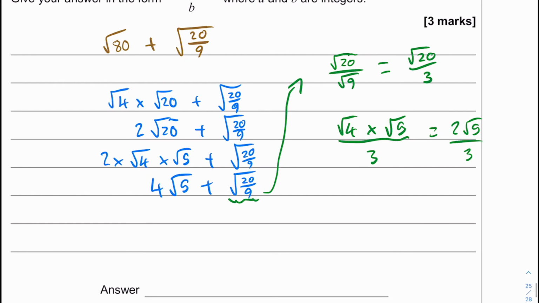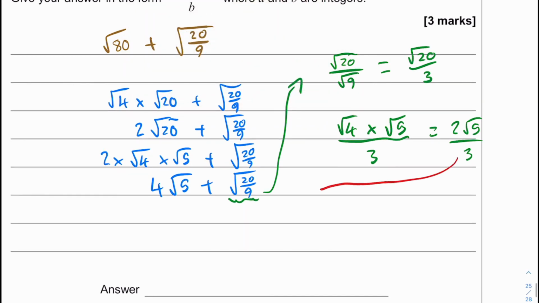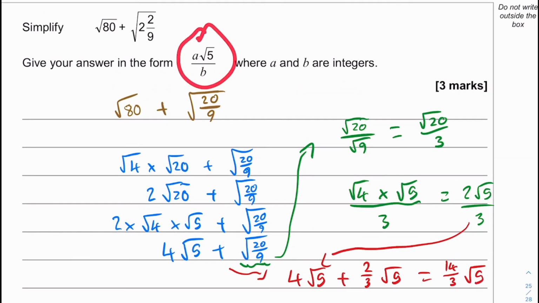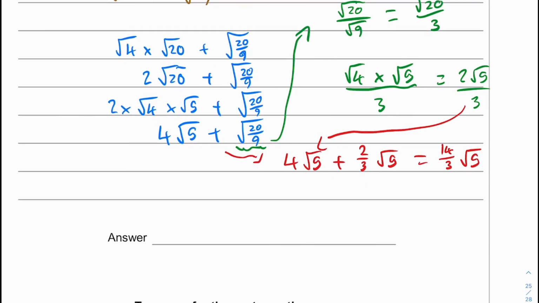So bringing it back to our original line of working, so down here, and we'll bring this down here as well, what we've now got is 4 root 5 plus 2/3 of root 5, and this is equal to 4 plus 2/3 will give us 14 over 3 root 5, and they want the answer in this form here, a root 5 over b, so we can easily just put it into that form. So this is equal to 14 root 5 all over 3. So the final answer is 14 root 5 all over 3.